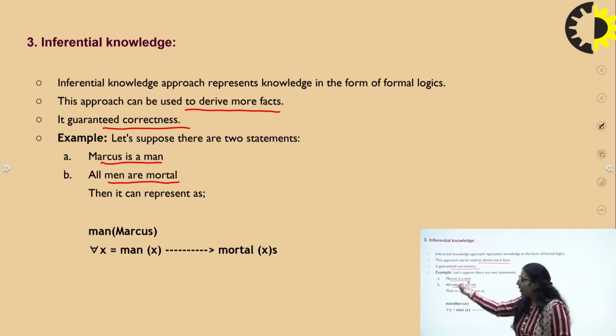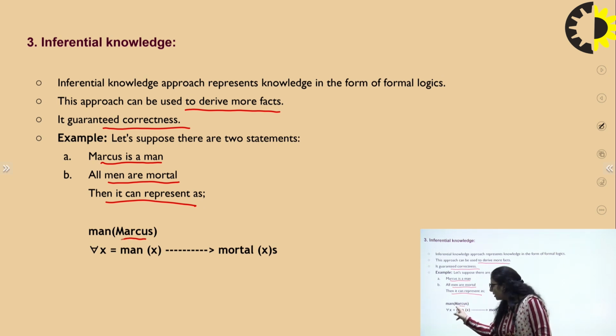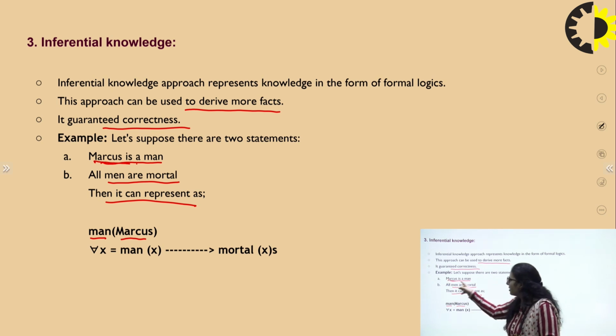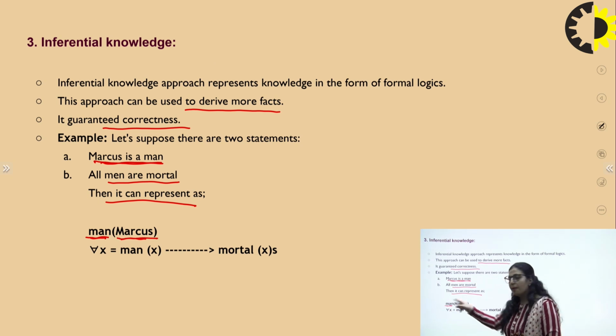So, when we are converting these statements into predicate logic, we can represent Marcus. Who is Marcus? Marcus is a man. So, when we want to represent Marcus is a man, instead of writing the complete sentence, we can write it in predicate logic as man(Marcus). Who is a man? Marcus is a man.